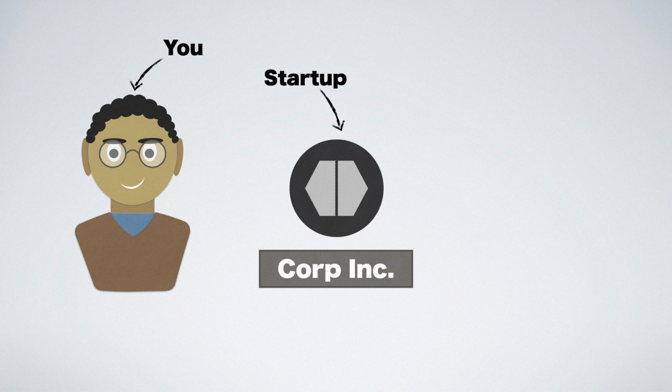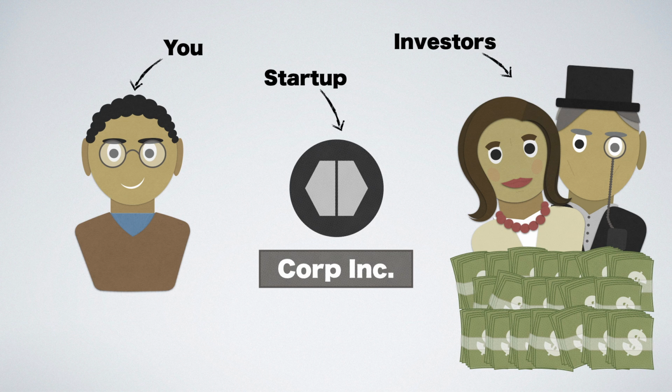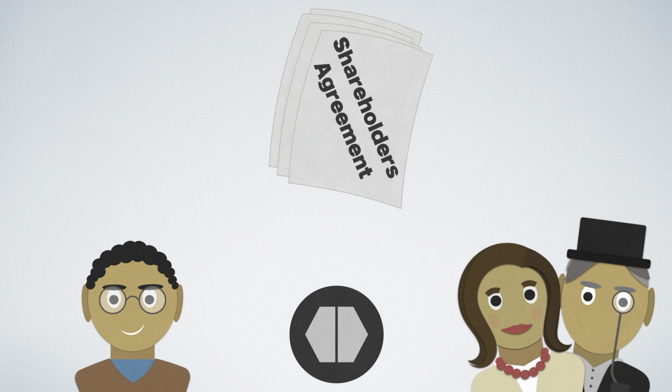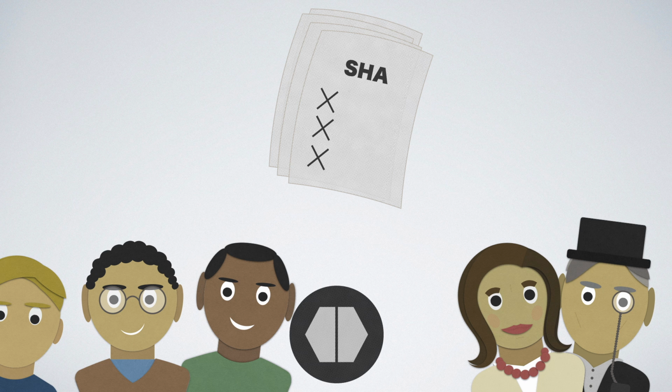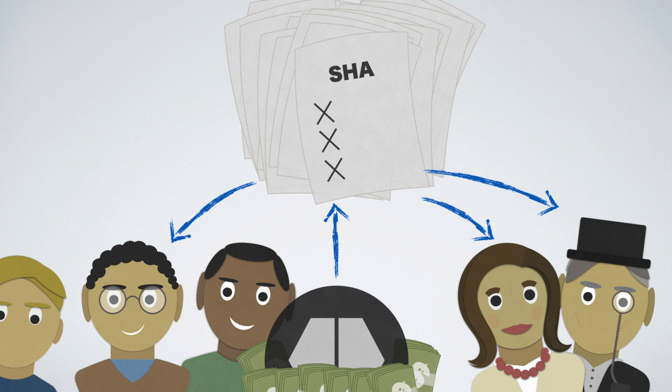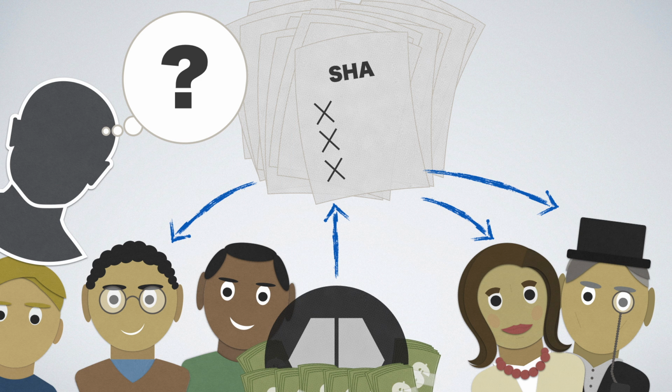This is you, this is your startup, these are your investors, and this is your shareholders' agreement. The SHA is a document that is signed by all shareholders and effectively manages how the control of the company is split among them. Usually, the bigger the company, the longer the SHA and the harder to understand for mere mortals without a PhD in law.